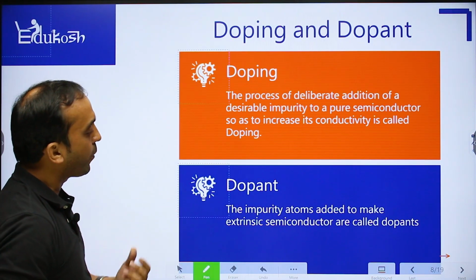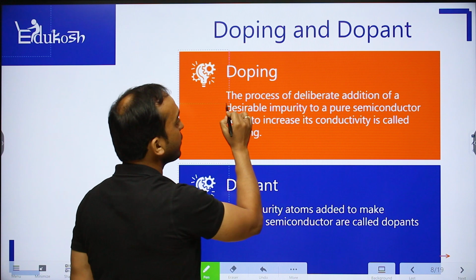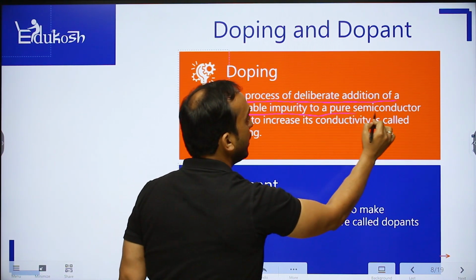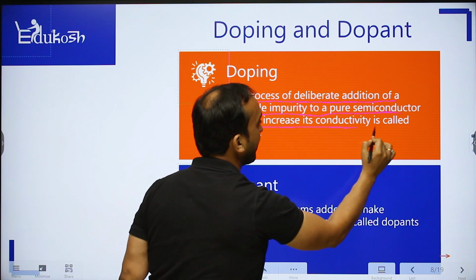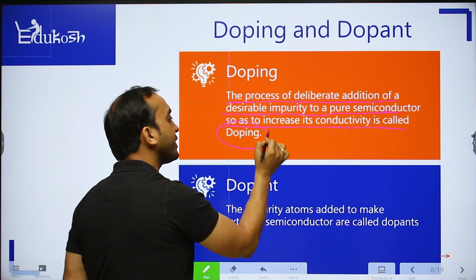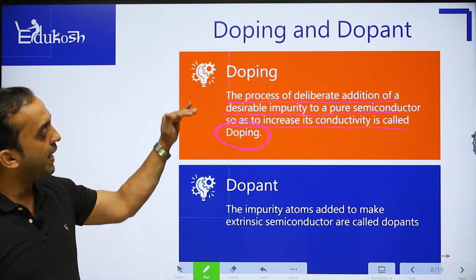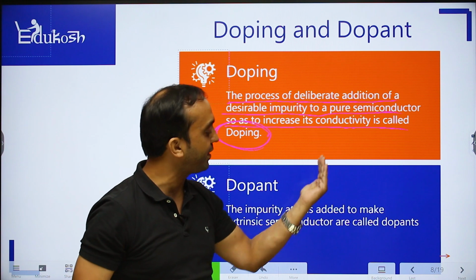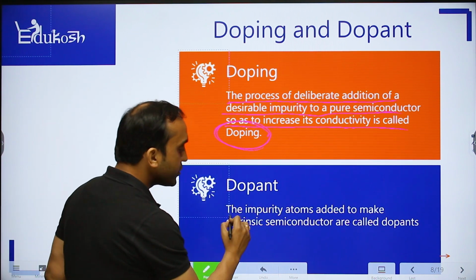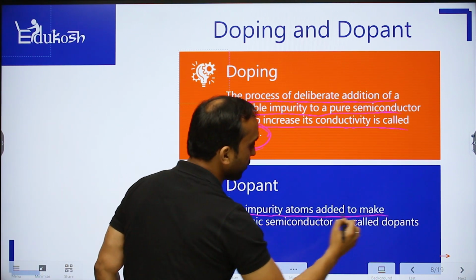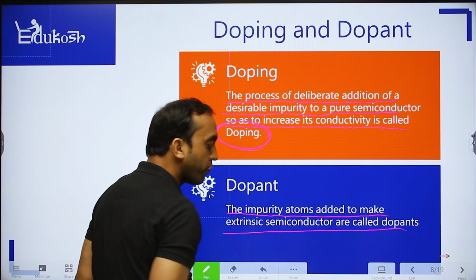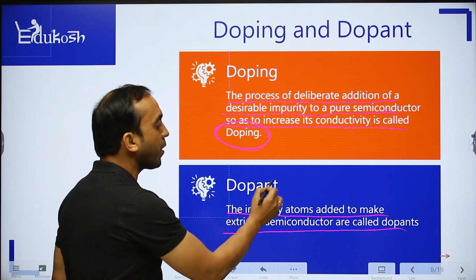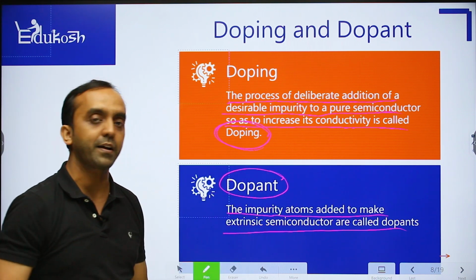डोपिंग क्या होती है? अभी हमने डोपिंग के बारे में बात की. So the process of deliberate addition of desirable impurities to a pure semiconductor so as to increase its conductivity, this process is known as doping. तो हम intentionally impurities डालते हैं so that the conductivity can be increased. Dopant क्या होता है? जिन impurities को हम ऐड करते हैं उनको हम डोपेंट कहते हैं. To form an extrinsic semiconductor हमें impurities डालनी है.